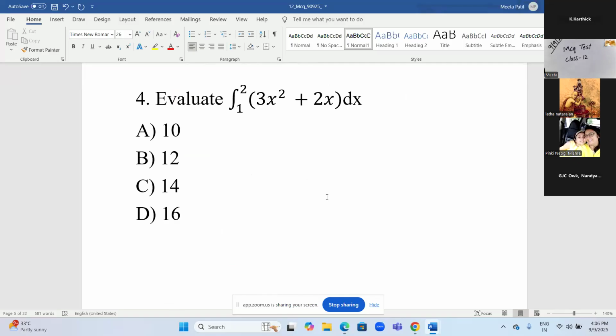Once again, I will repeat the question. Evaluate the integration from 1 to 2 of 3x square plus 2x dx. Your options are option A is 10, option B is 12, option C is 14 and option D is 16.